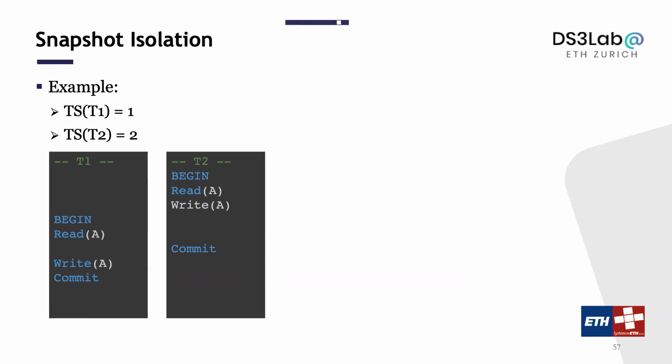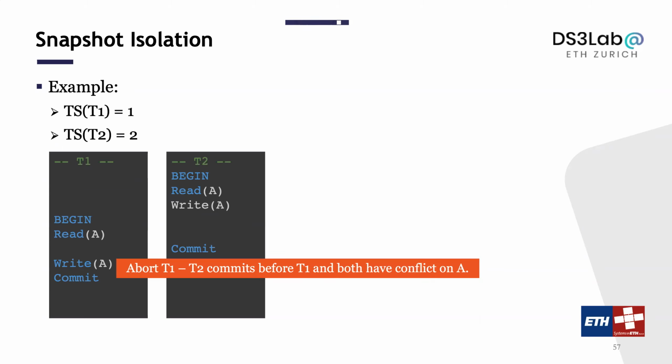So what if you have this? This is the same thing. T2 is the future, it's already written. I already merged it back. You've committed, you want to write? No way.